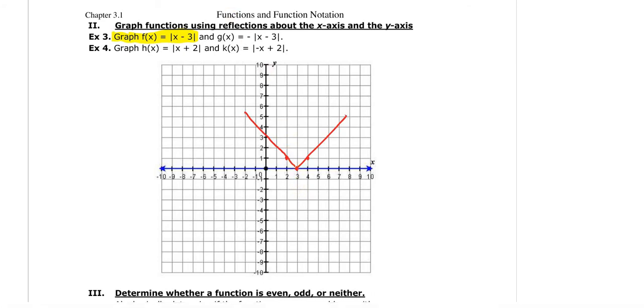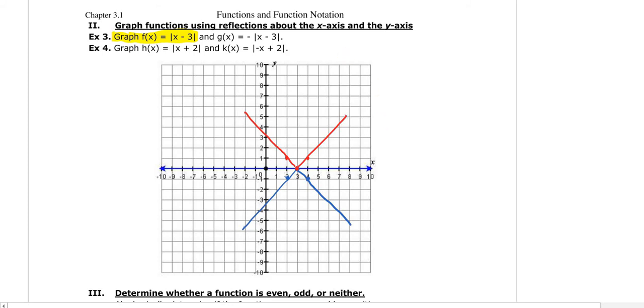Now, if we reflect this function, the point (4, 1) is going to reflect down to (4, -1), and the point (2, 1) is going to reflect down to (2, -1). And then if I sketch the graph, it's going to look something like that. So it's just reflected across the x-axis, or about the x-axis.